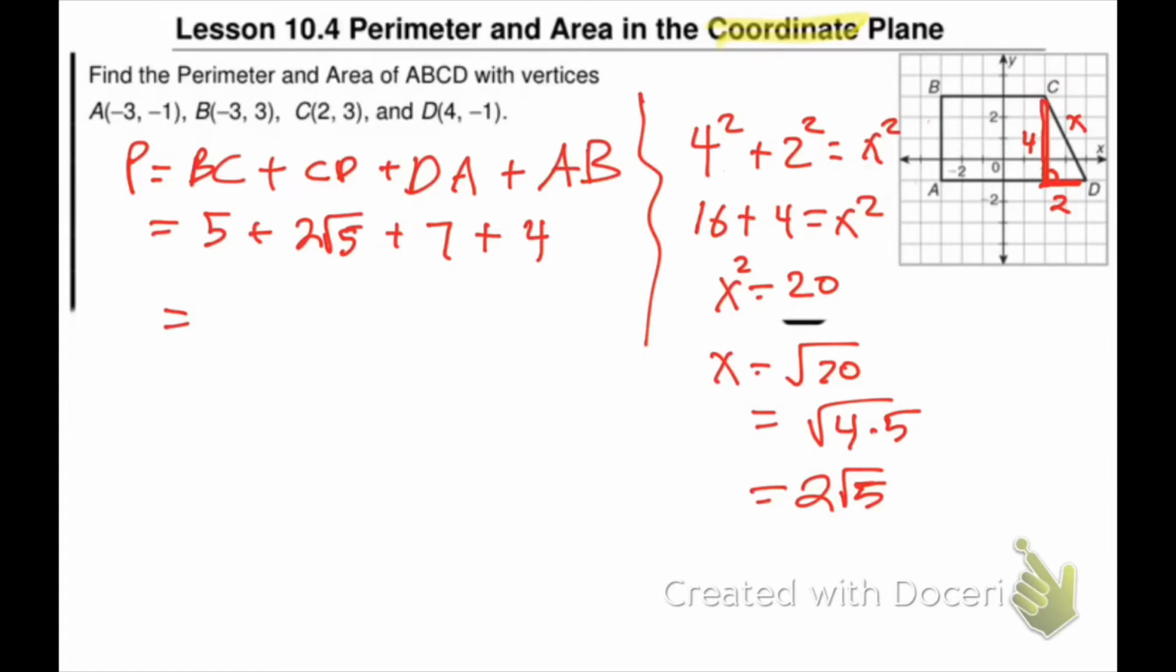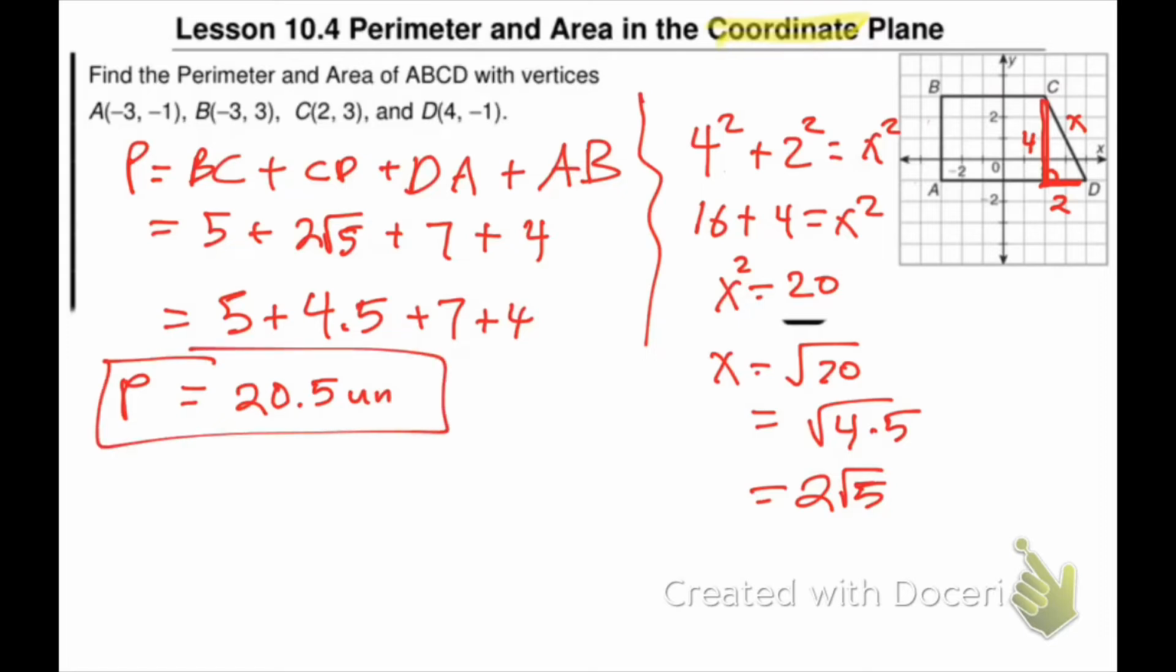When I add all of these together, I could convert the 2 root 5 to a decimal number. It'll be easier to work with. That's about 4.5. So when I add all these up, I get 20.5 units as the perimeter, the distance around the shape. That's how I calculate the perimeter. Use the distance formula or the Pythagorean theorem after you create that right triangle.